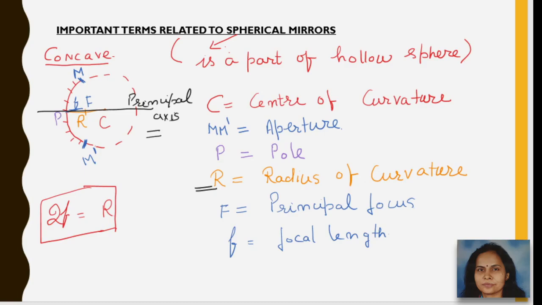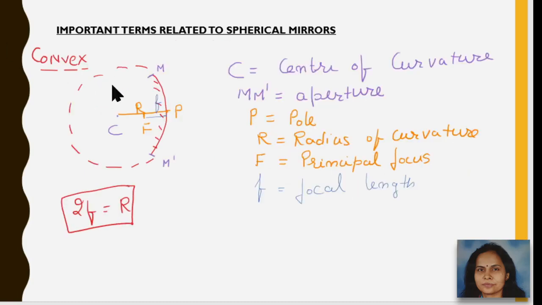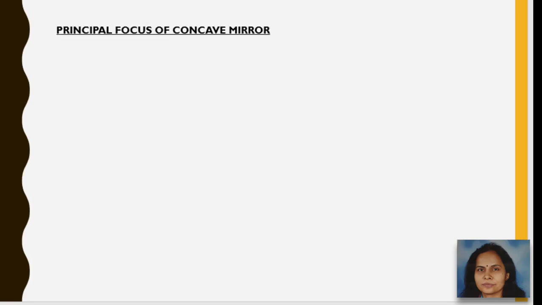Similarly, we can draw the principal axis in the case of a convex mirror also. So the line joining P and C is known as the principal axis, right? So here this is the principal axis, right? So these are the important terms and the definitions. Okay, let's see how to draw the principal focus of a concave mirror.